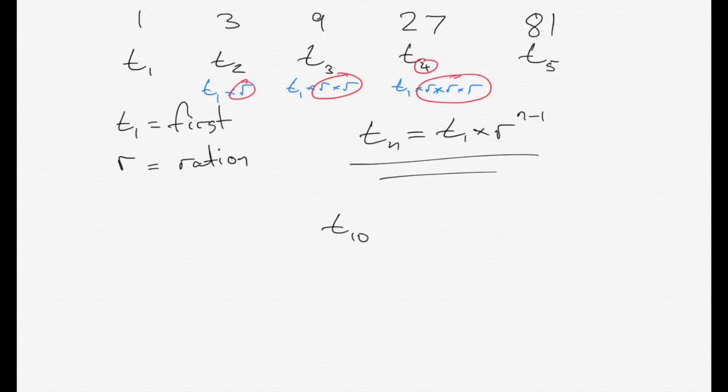Well, the 10th term is equal to the first term, 1, multiplied by the common ratio, 3, to the power of 9. So I can get out my calculator and I can say, what is 3 to the power of 9? And 3 to the power of 9 is 19,683. You can see that these progressions get bigger much faster than arithmetic progressions.